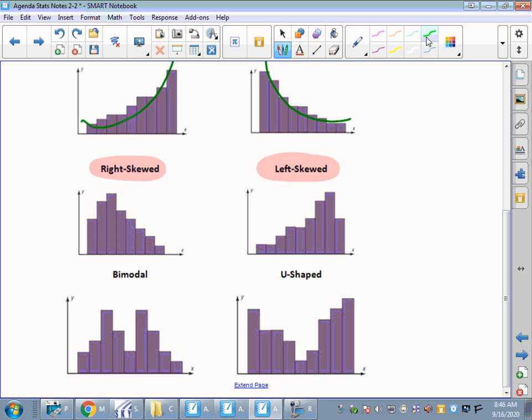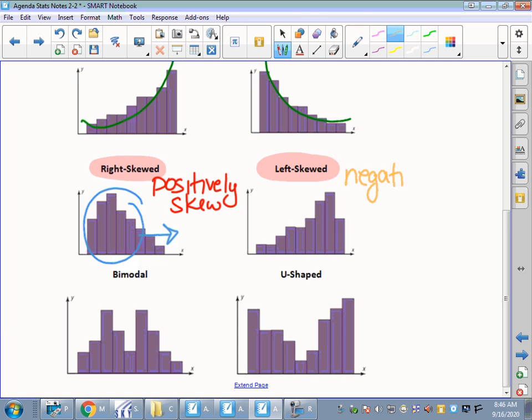This one would be also called a positively skewed graph, because most of our data is down here on the lower side, but these pieces are getting pulled in the positive direction. A left skewed is called a negatively skewed graph. I switch back and forth between them, so I want to say this now. Because most of our data is here on the positive side, but these pieces of data are pulling it to the left or to the negative direction.